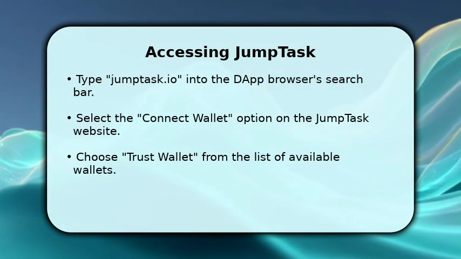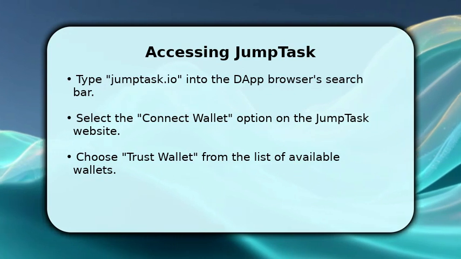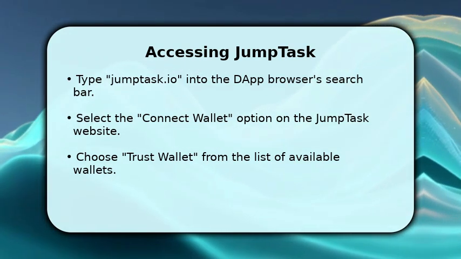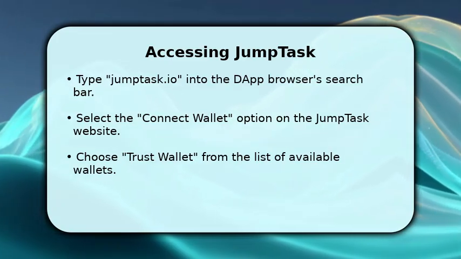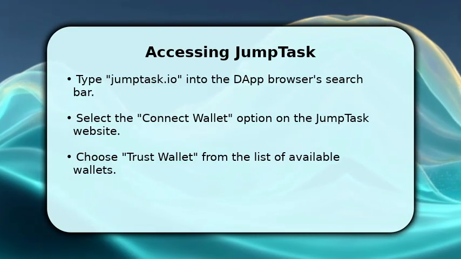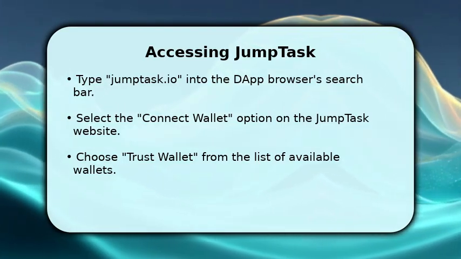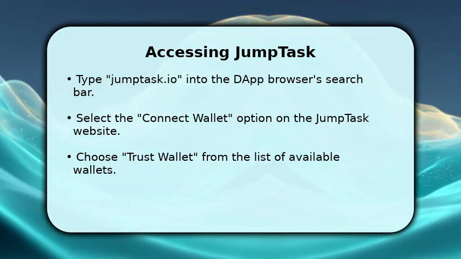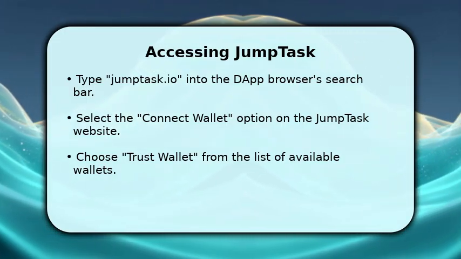Once in the D-app browser, type JumpTask.io into the address bar and hit Enter. This will take you to the JumpTask platform. Look for the Connect Wallet button, usually prominent on the home page. When prompted, select Trust Wallet from the options presented. This action initiates the secure connection between your wallet and the platform.